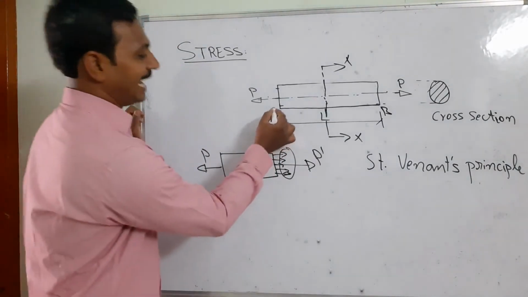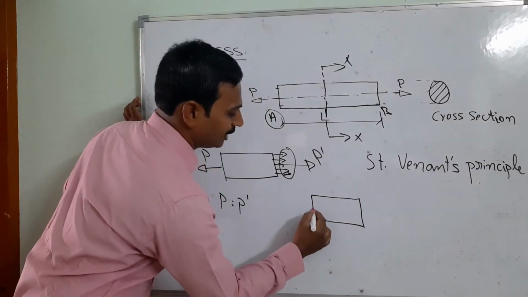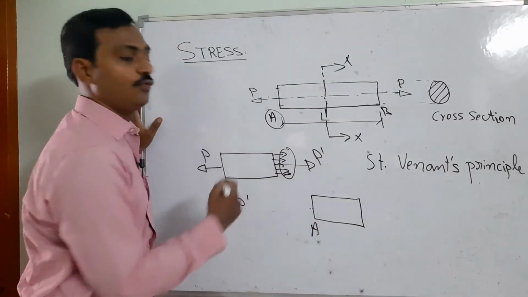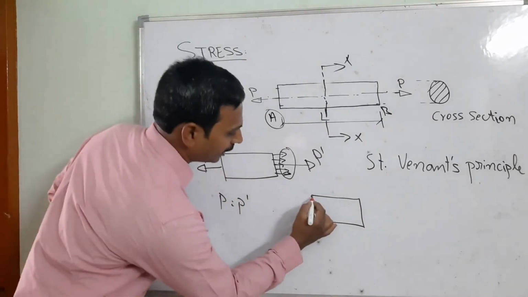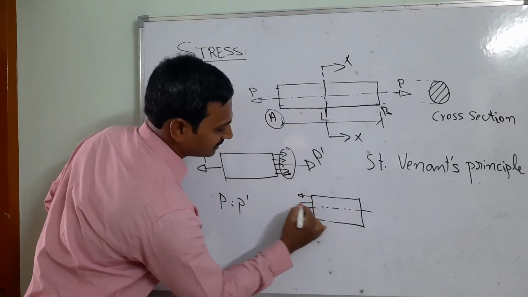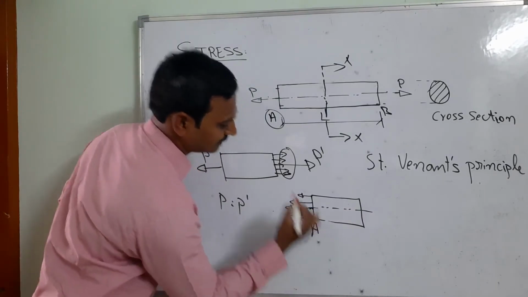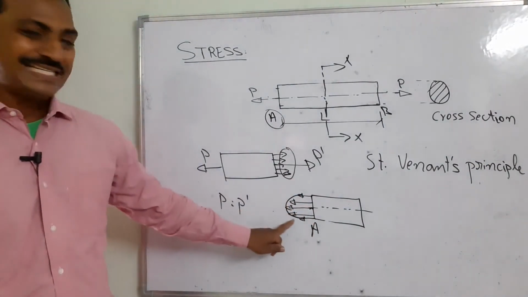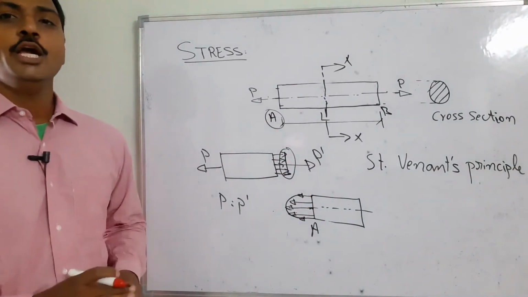But when it comes to A, suppose the same member I am taking over here, and here we already applied the force. The stresses developing at A may not be uniform, and there is uncertainty over here. Suppose this is your neutral axis. The outer fibers are subjected to less load, the neutral axis is subjected to less load. Can you see the cross section? At A, uncertainty exists. But when we take a section away from the end, the stresses are completely uniform.